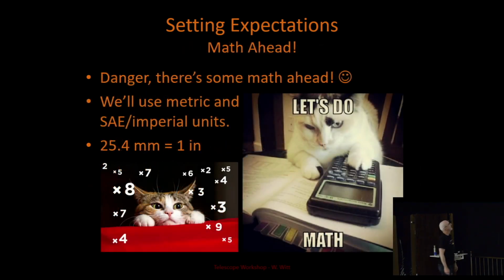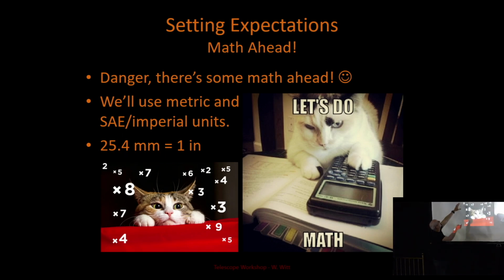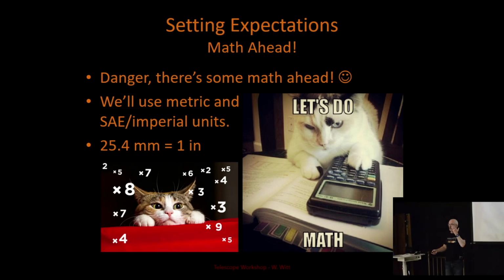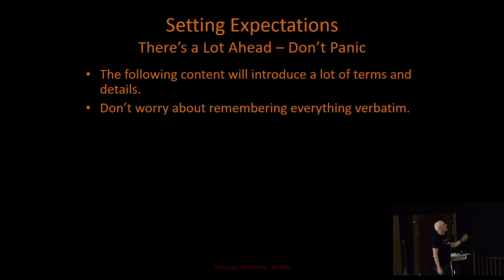Okay. There's a little bit of math ahead, so don't get scared. Don't worry, it'll be fine. But one key thing is that telescope equipment unfortunately uses both metric units and SAE or imperial units. It's just the way it is. Sometimes it's inches, sometimes it's millimeters. So the magic number to remember is 25.4 millimeters is 1 inch. It's just something to put into your brain when you look at telescope equipment and try to make trade-offs.